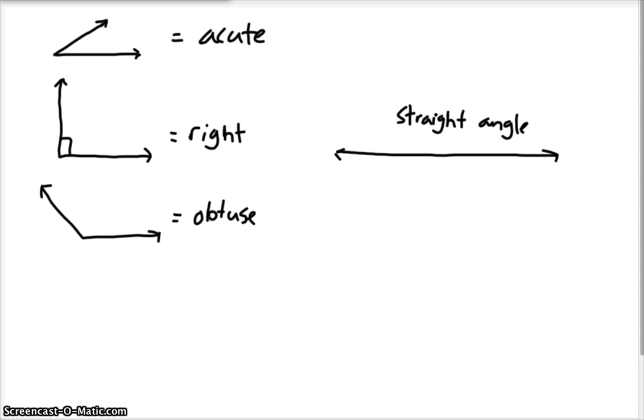Moving on though. Next thing, just a quick review of angles. Remember, if our angles are acute, that means the angle is less than 90 degrees. If they're right, that means they're equal to 90 degrees. And obtuse means that they are greater than 90 degrees. And then last we have a straight angle, which is equal to 180 degrees if it's flat out. Okay, quick review.